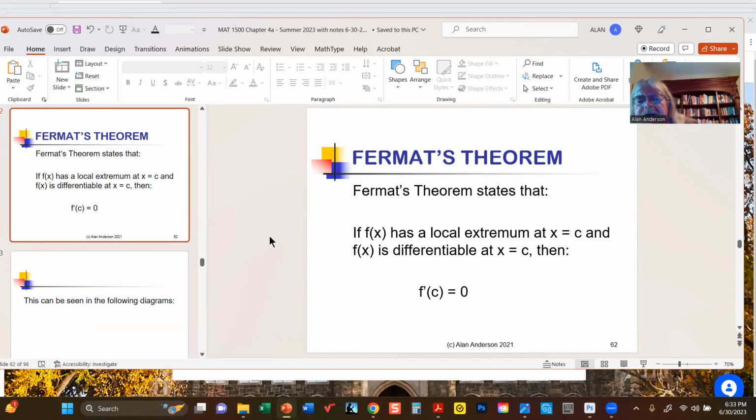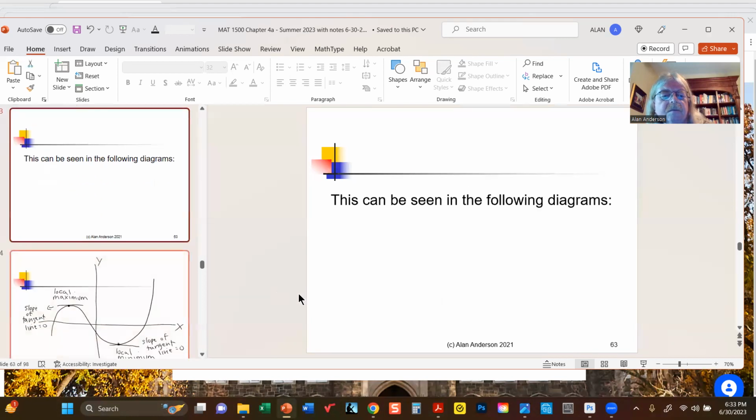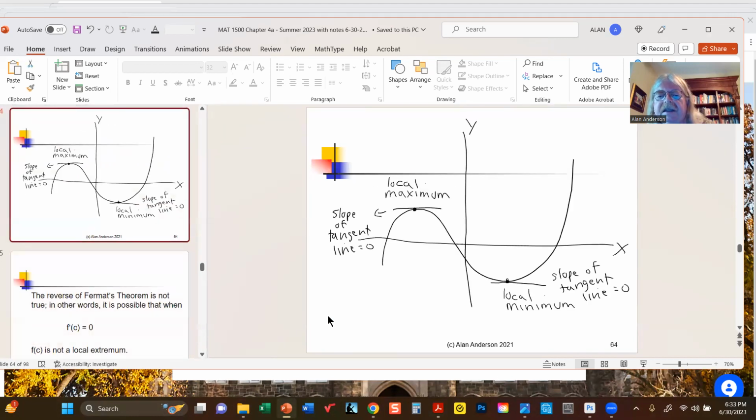This is a different theorem where he says that if f of x has a local extremum at c and it is differentiable, which means it rules out the case where there's a discontinuity, then f prime of c must be 0. Okay. So exactly like here, those 2 points are guaranteed to have a slope. The tangent lines have a slope of 0.